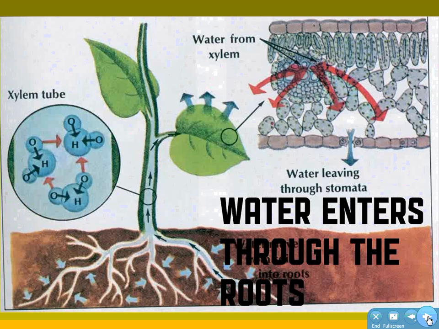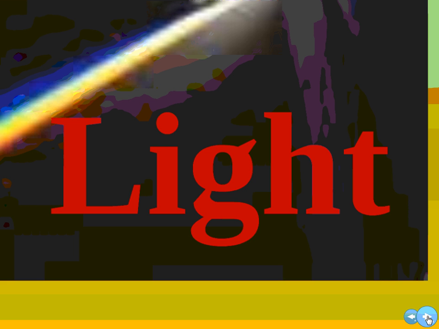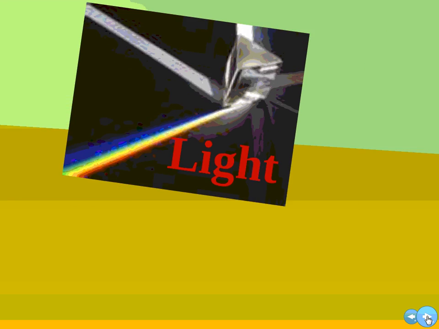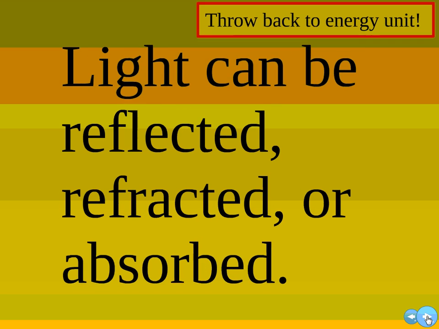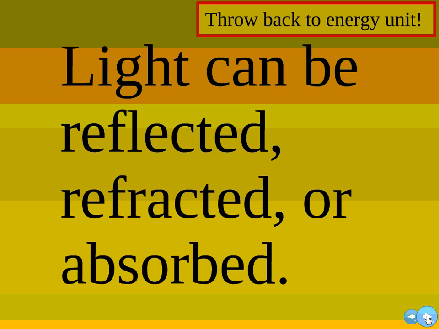So far for photosynthesis, carbon dioxide is needed and water is needed. And finally, light is the third thing that is needed. Throwback to the energy unit. Light can be reflected, refracted, or absorbed.